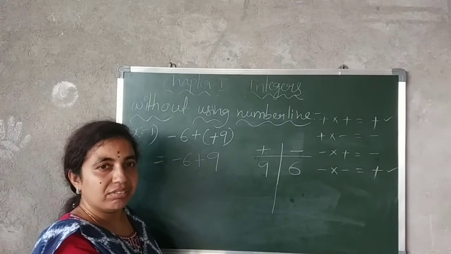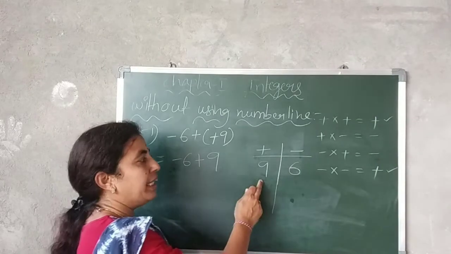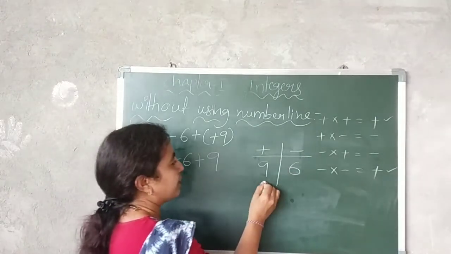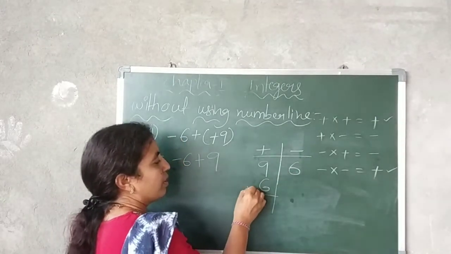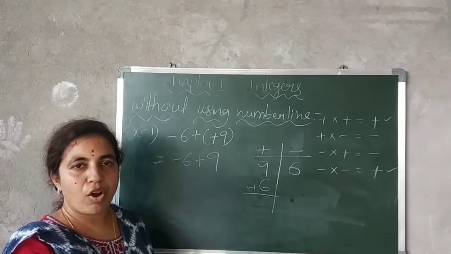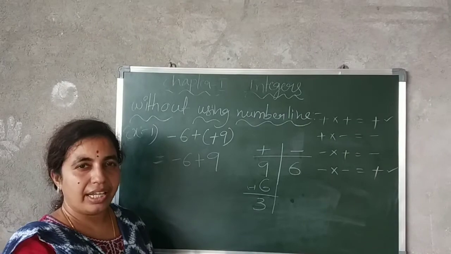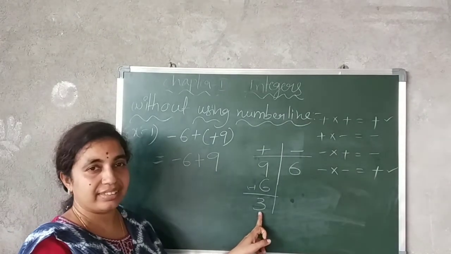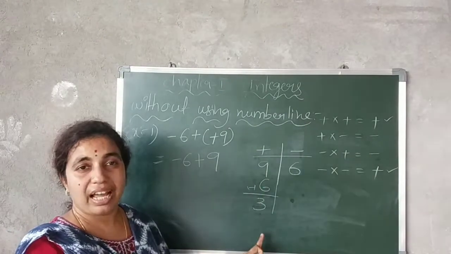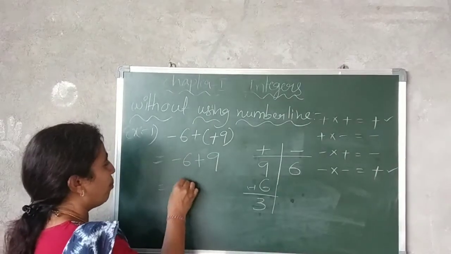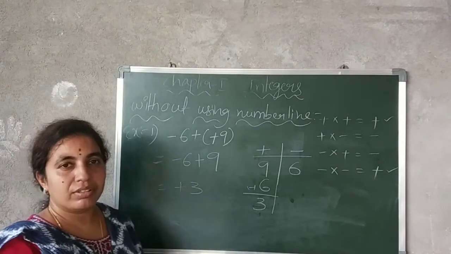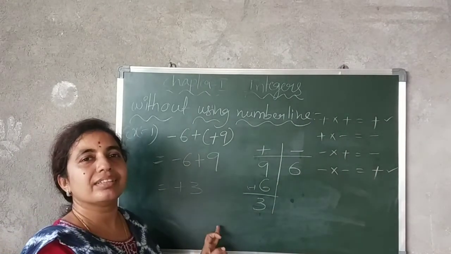Which one is greater? 9 is greater, no? So from 9 you should subtract this 6. So I'll subtract this 6 from 9. So what will you get? 9 minus 6. How much will you get? 9 minus 6 is 3. Now on which side did you get this answer? On the plus side you got the answer. So you should write it as plus 3.